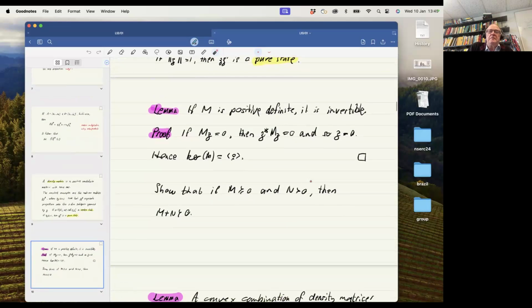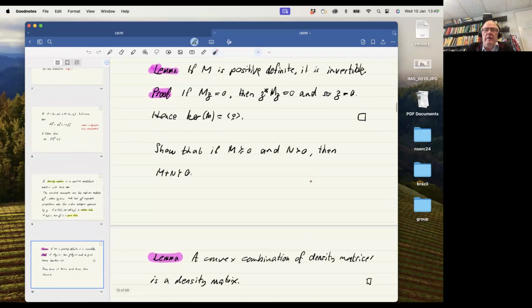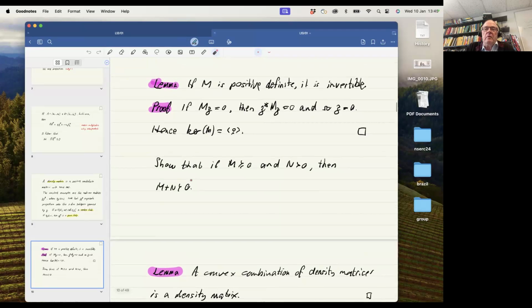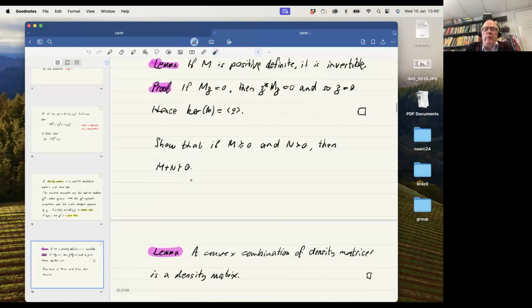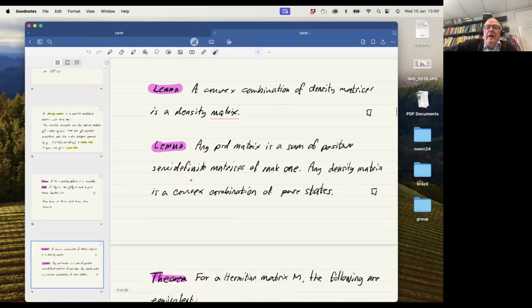So a couple of short comments about positive semi-definite matrices again. If a matrix is positive definite, it is invertible. This is sometimes a good way of showing a matrix is invertible, but we won't need that, so I'm not going to go into it. And I'm just stating the fact here that if M is positive semi-definite and N is positive definite, the sum is positive definite. That's a fun little exercise. We won't be working with positive definite matrices much, so we'll leave that.